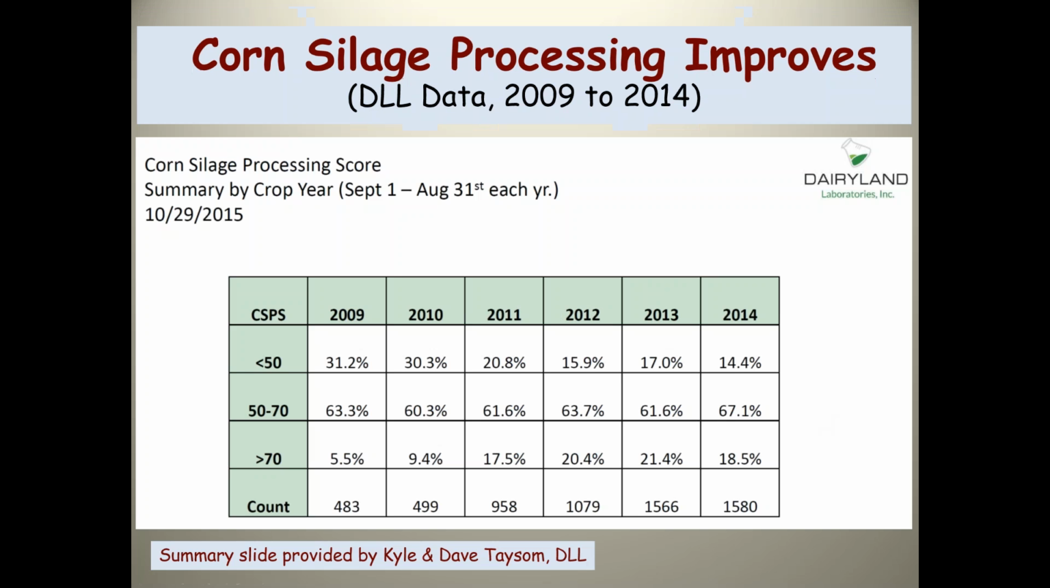And just to quickly show Dairyland Laboratories in Arcadia, from 2009 to 2014, less than 50% passing the screen would be poor. You see that decreasing, and the excellent, greater than 70% passing the coarse screen, increasing pretty dramatically.